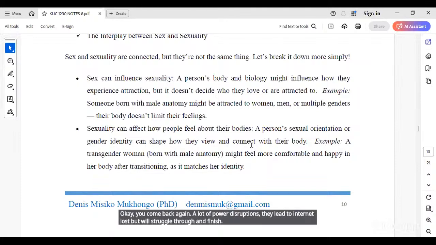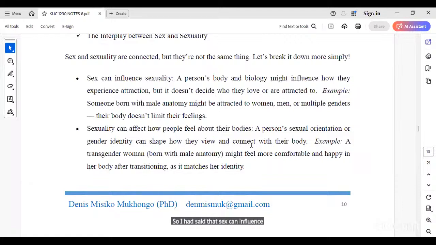So I had said that sex can influence sexuality. Okay. So in a way, when someone is born with the male anatomy, who that person is attracted to is not limited by the anatomy that person is born with. Okay, so you can be born as a male, but still end up being attracted to male. You can be born as a female and end up being attracted to a different gender. So the sex you are assigned cannot limit whom your feelings will take you to.